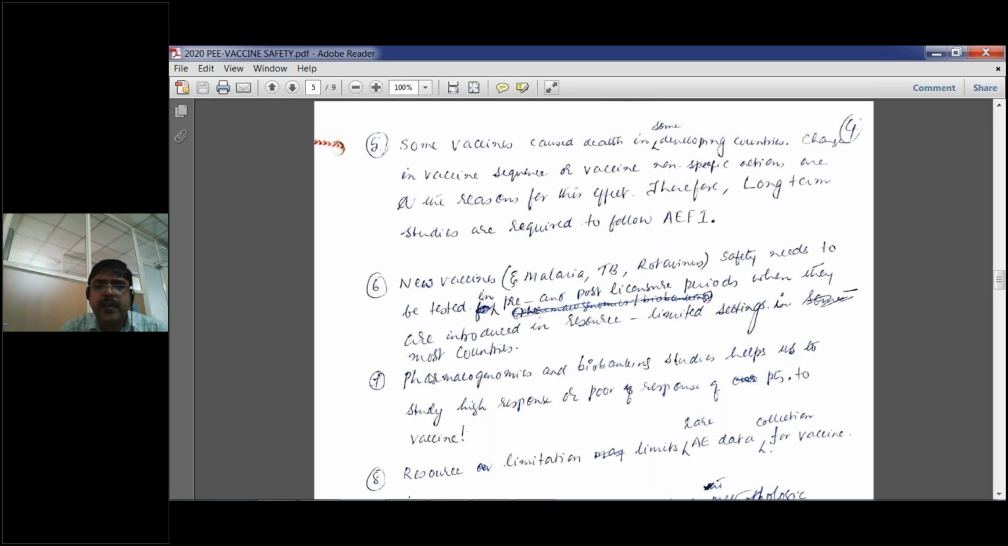The next one is that pharmacogenomics and biobanking studies help us to study high response or poor response of patients to vaccine. What is pharmacogenomics? Any idea?